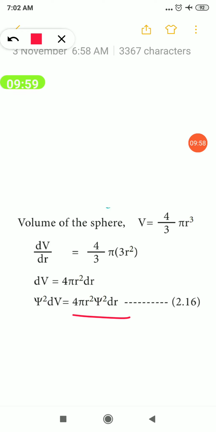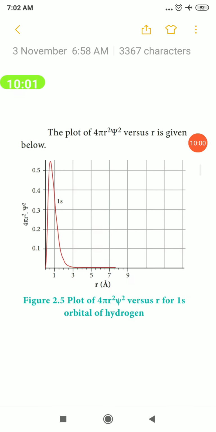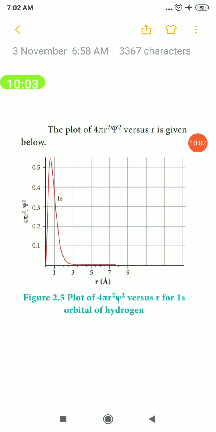Okay, ma. Let us see the remaining. Now, as we drew already, we are going to draw again the radial distribution probability for the 1s orbital. On the y-axis it is 4 pi r square psi square, whereas on the x-axis r is the distance between the nucleus and the electron. So we have got a plot like this.